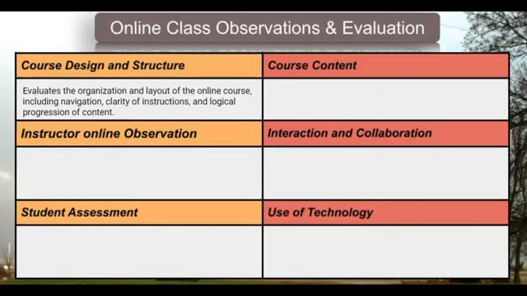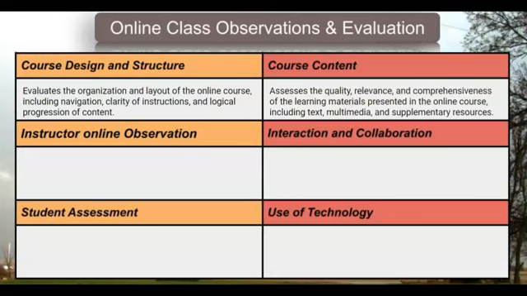Number 1, course design and structure. Evaluate the organization and the layout of the online course. Include navigation, clarity of instructions, and logical progression of content. Number 2, course content. Assess the quality, relevance, and comprehensiveness of learning materials presented in the online course. Include text, multimedia, and supplementary resources.